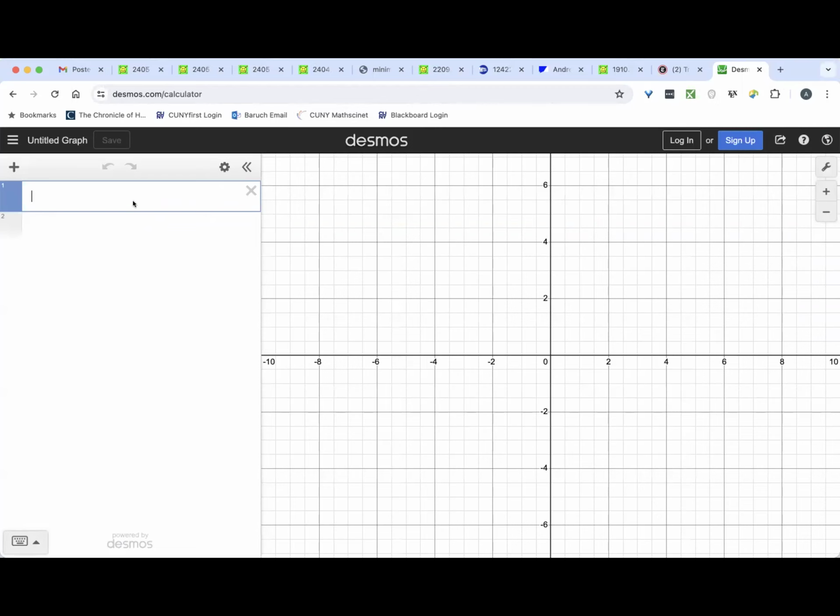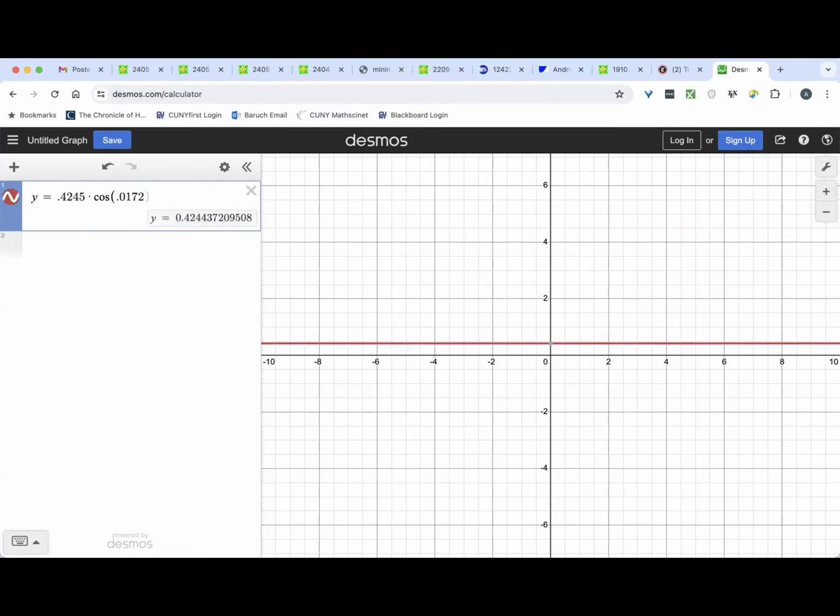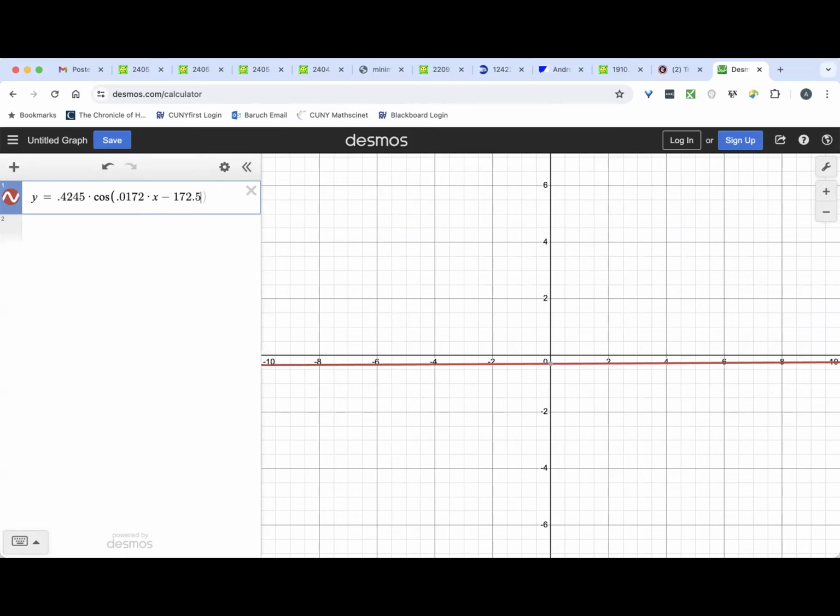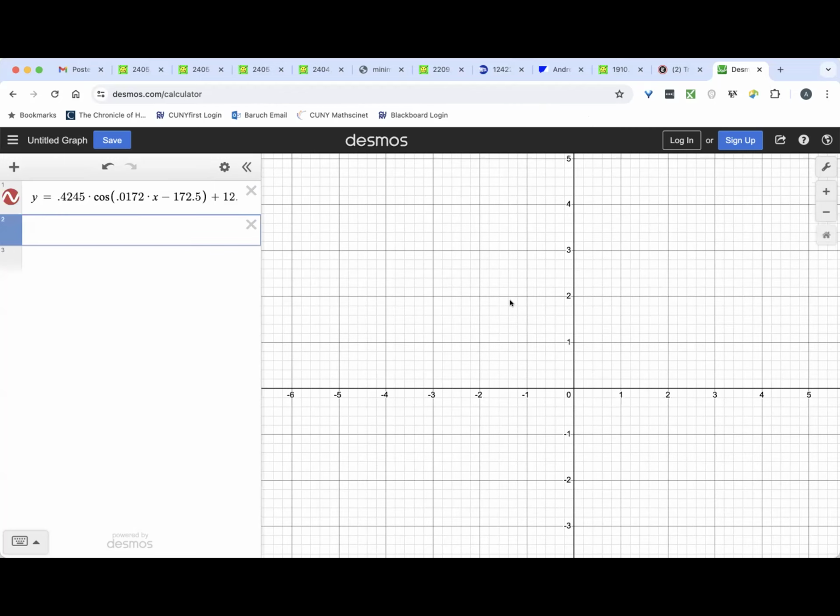What I need to do is put in this graph, so I'll write it in again. This is Y equals 0.4245 times cosine of 0.0172 times X minus 172.5, and then plus 12.1615. I'm just copying down this function. So I can press enter and have it graph, and it doesn't look so interesting.